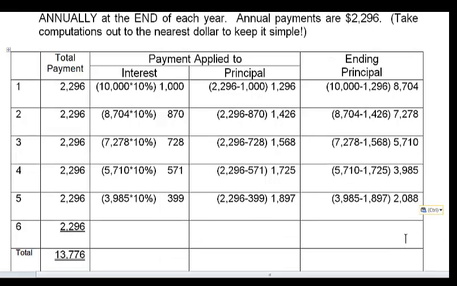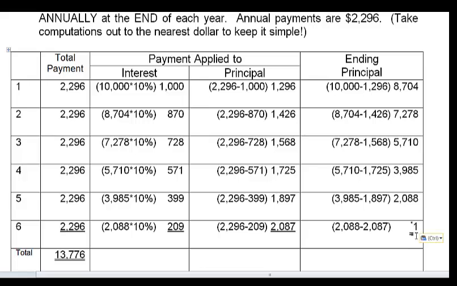Finally, for my last year, how much interest? It's going to be the $2,088 times 10%. Says I'm going to have $209 of that payment going toward interest. How much goes toward principal? It's going to be my total payment, the $22.96, minus the $209 that went toward interest. Says that the balance is going to go toward principal, or $2,087. My ending principal would be the $2,088 ending balance at the end of the prior year, less how much of this payment went toward principal.